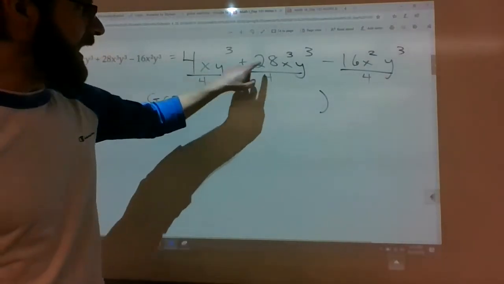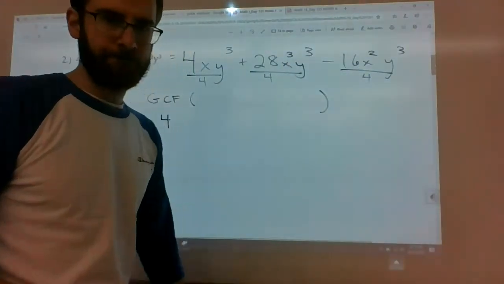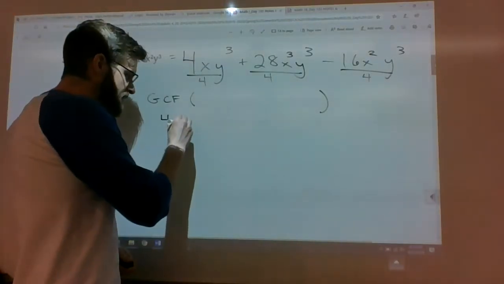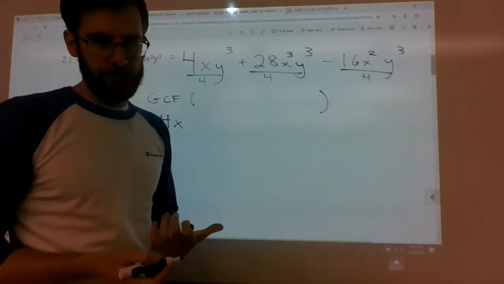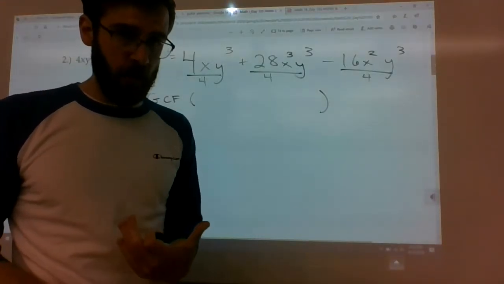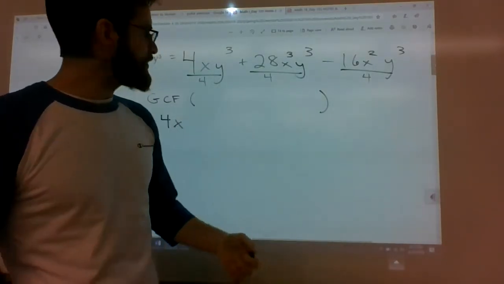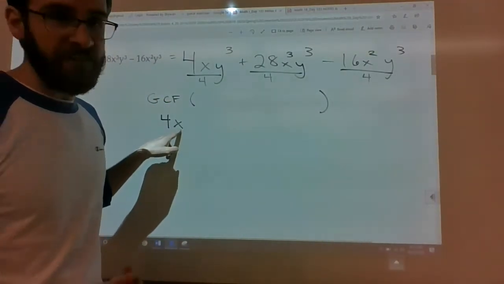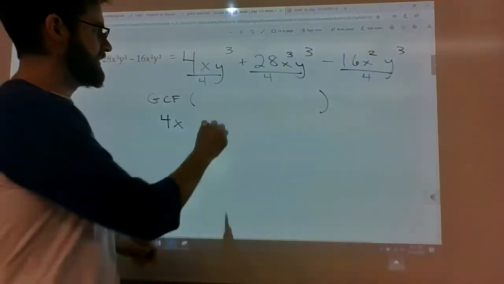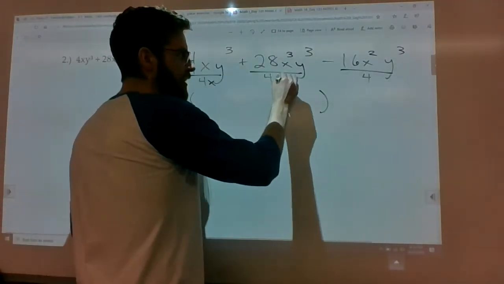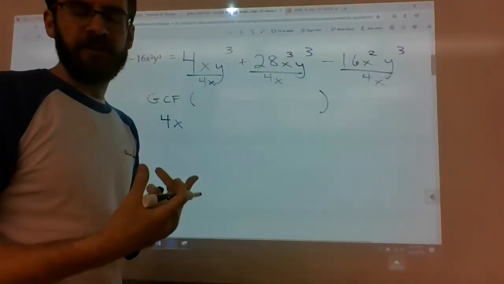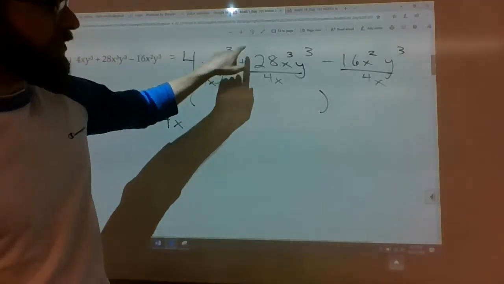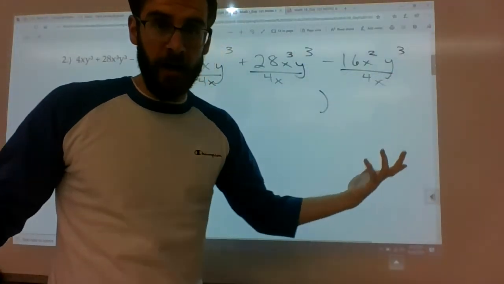I have x, x to the third, and x squared. So the thing that they all share is an x. But the question is, what power of x? Well, it's always the smallest power that they all divide. So if this is only 1x here, I can't just randomly say that, oh, the GCF is x squared. No. X is all that the 3 of them divide. All right, and then we talk about y to the third, y to the third, and y to the third. It's y to the third.